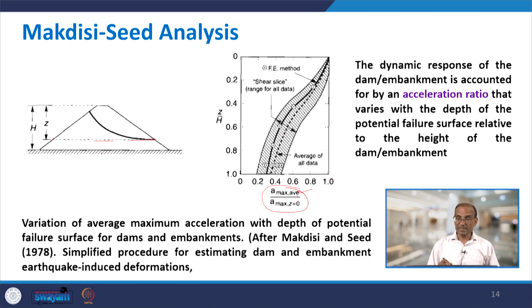So, in this way we can find this ratio of A max average to A max at z equal to 0 at any depth z by h.